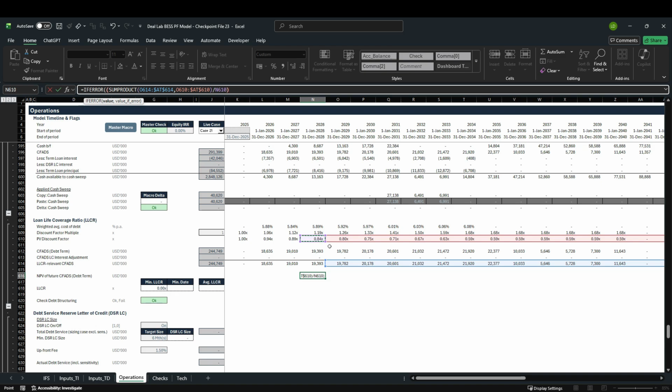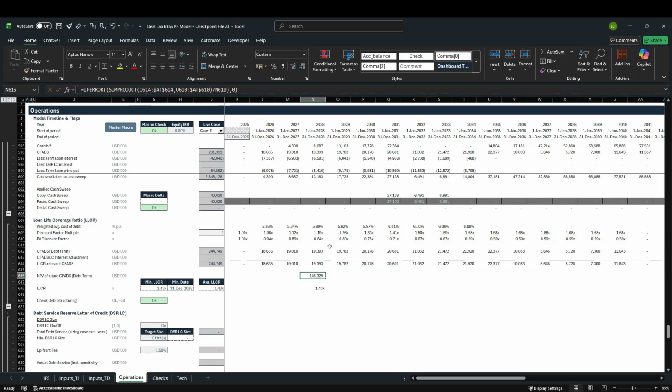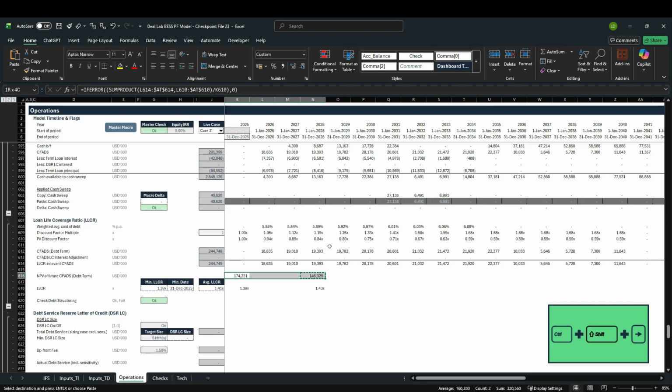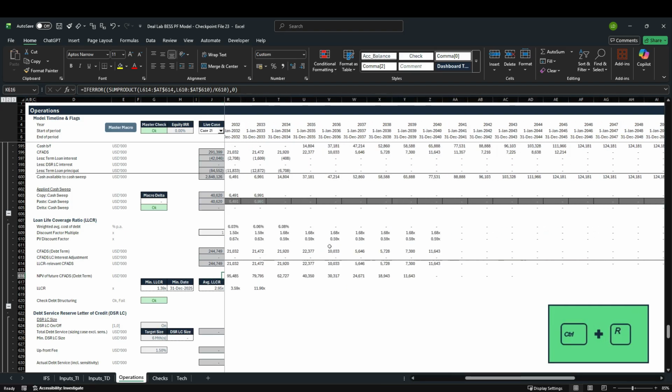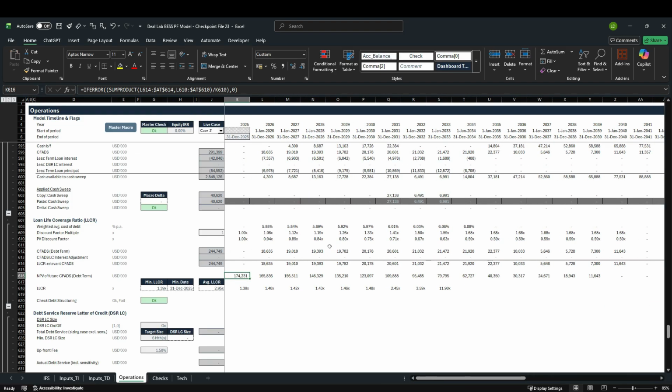Close parentheses, and if this returns an error, we want a 0. Close parentheses, hit enter. Copy this, paste it here, and let's drag it all the way over, Control R. And you might notice that right now we are still in the live case 21, which is our full cash sweep case, which is the reason why our LLCR improves so much in later periods.